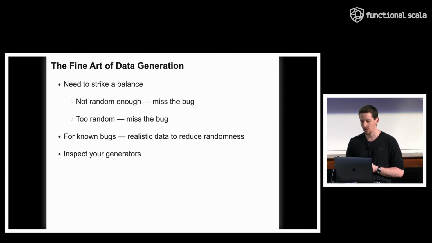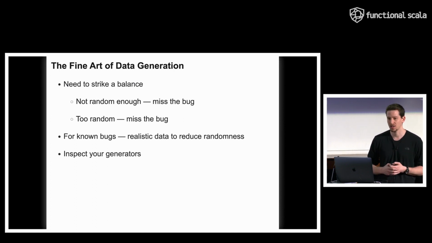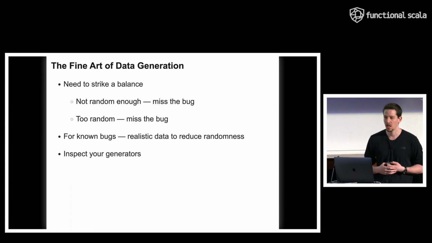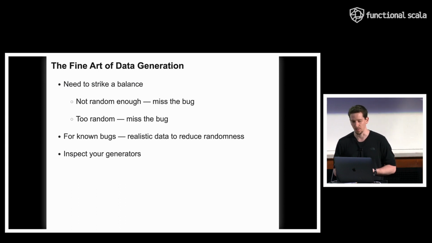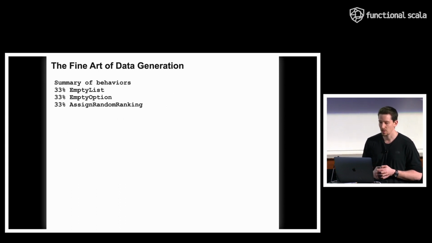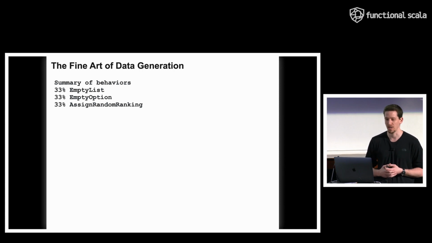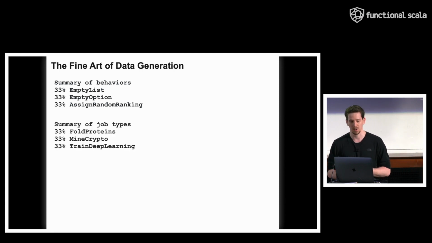So to see whether we have a chance of hitting the bug, it's a good idea to inspect your generators. Generators are doing some non-trivial logic for us. Let's take a look that they're actually doing what we require them to do. So here's the distribution of behaviors we get from our property-based test. The distribution looks quite reasonable: a third for each of the behaviors. So no reason to think that's not something we want.